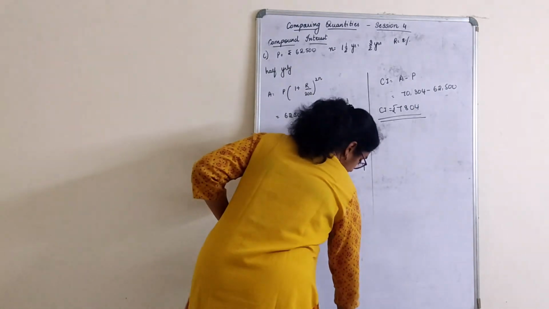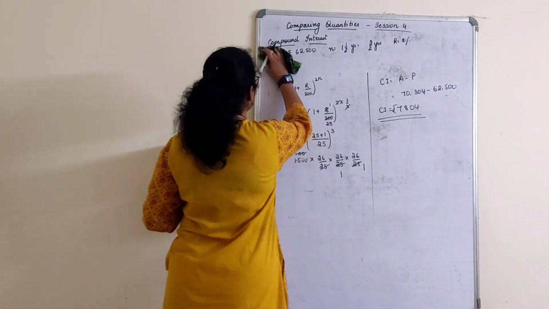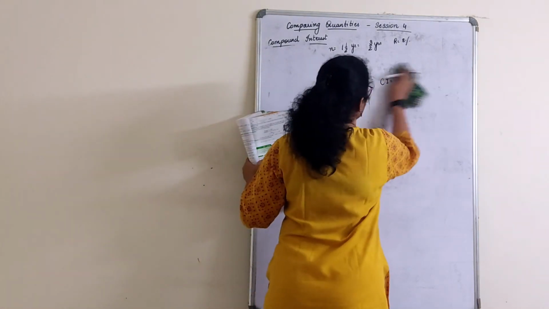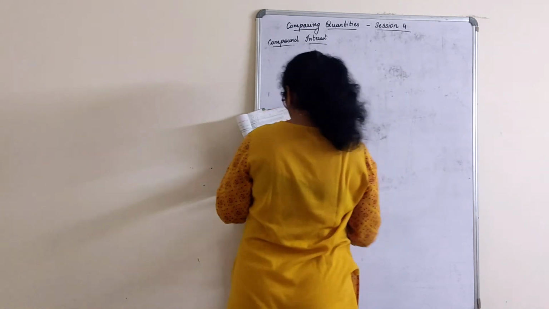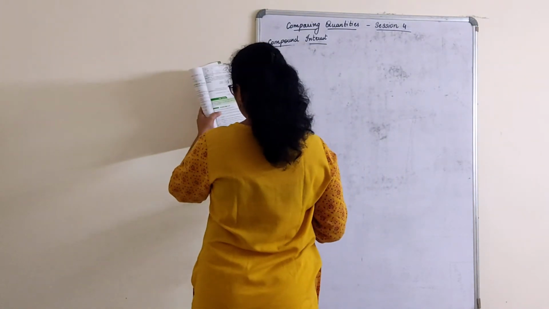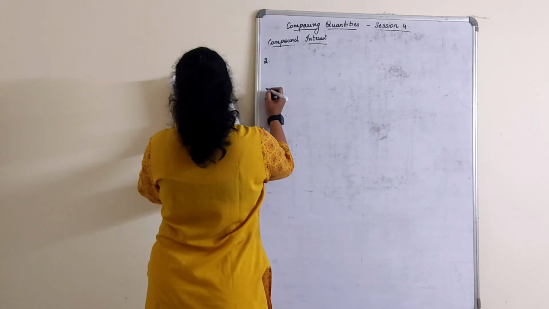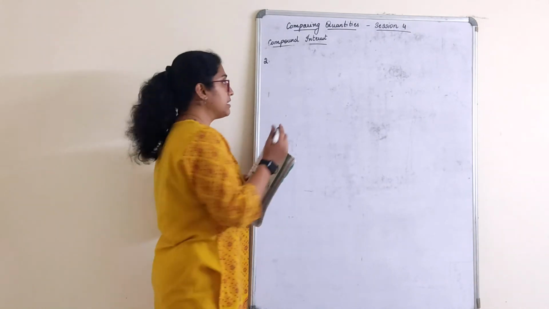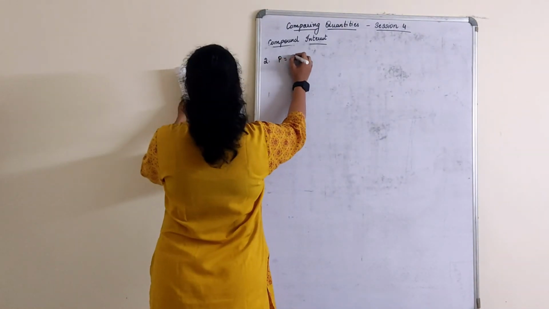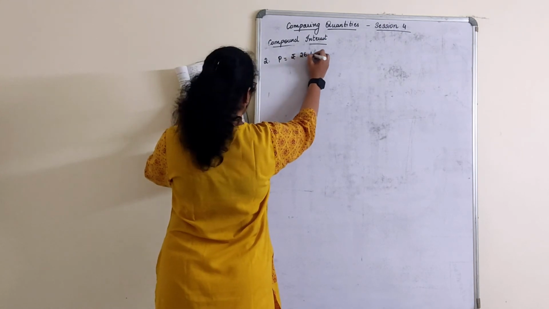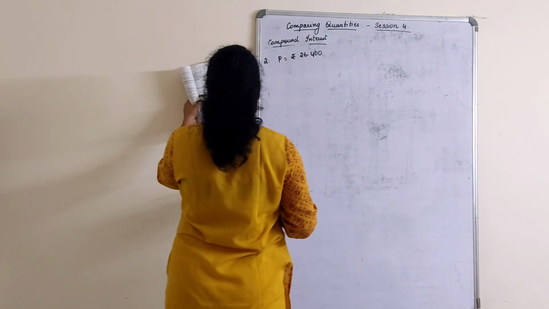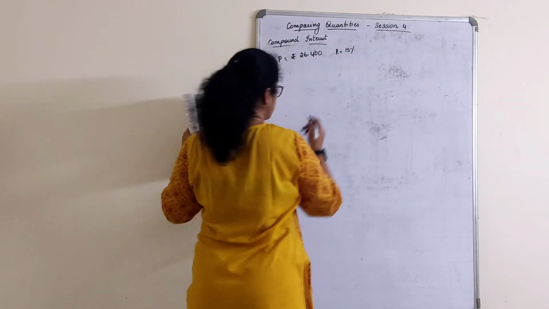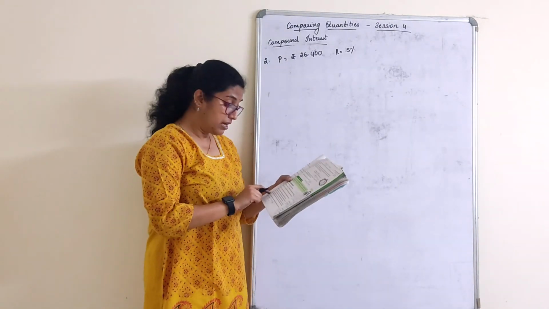The next one. Kamala borrowed 26,400 from the bank. That means whatever money is taken from the bank, that is the principal only. Principal is equal to rupees 26,400 from the bank to buy a scooter at the rate of 15% per annum. See here, 15% per annum, compounded yearly.